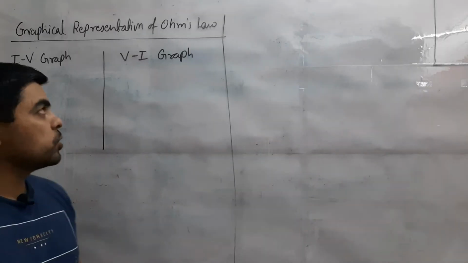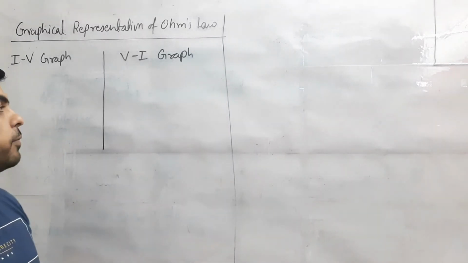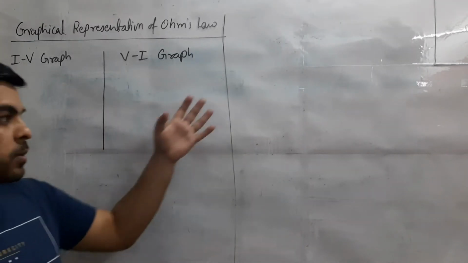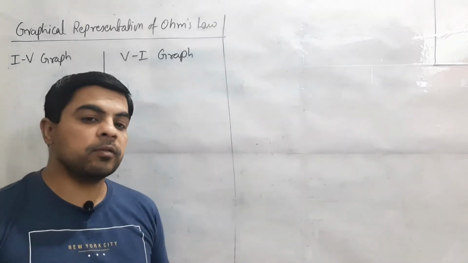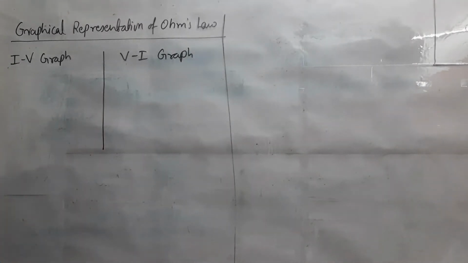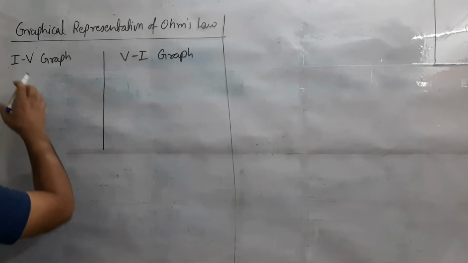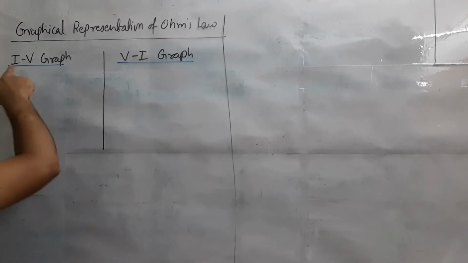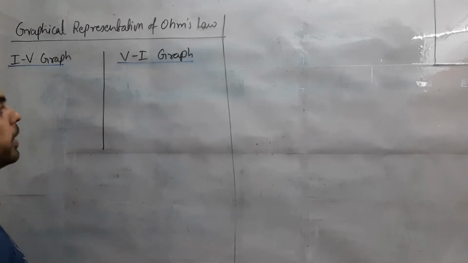So let's proceed to the next topic. Here we are going to express our Ohm's law, which we have expressed in mathematical form. Now we are going to express it in graphical form. Here also in graphical form, to represent this Ohm's law, we have two methods. One is taking the graph as IV graph and another one is VI graph.